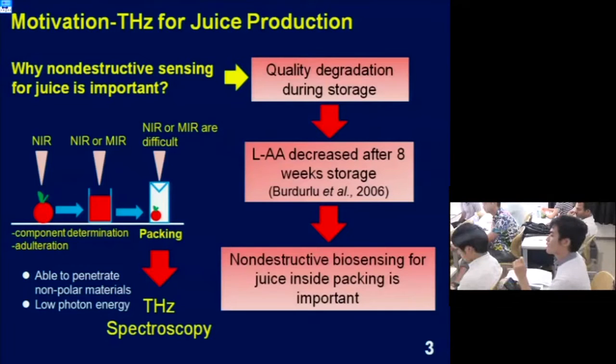For example, if I were you, some contents of juice change easily. For example, ascorbic acid decreases after use. So inspection at the shop or on the way, if terahertz is necessary, is more suitable.